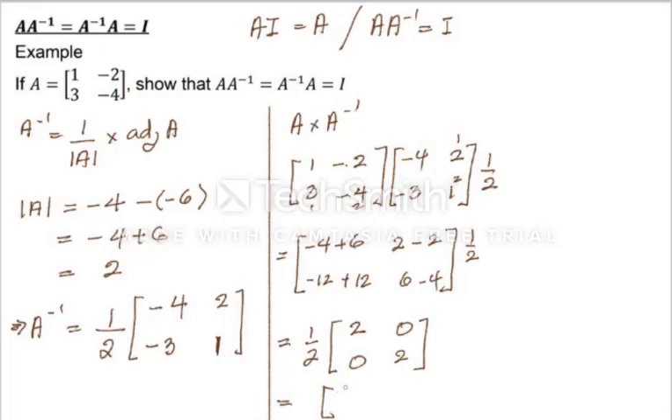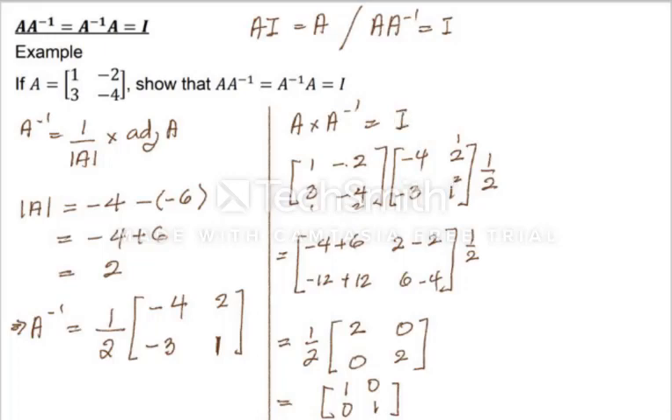A half of 2 is 1. A half of 0 is 0. A half of 0 is 0. A half of 2 is 1. So we multiplied A times A inverse, and what we got is the I matrix. So A times A inverse is equal to I. We're asked to show that, and we just did.